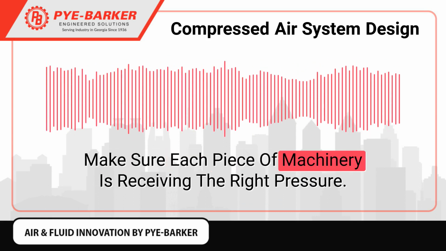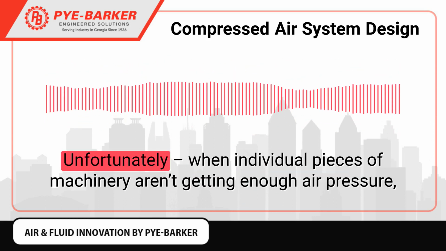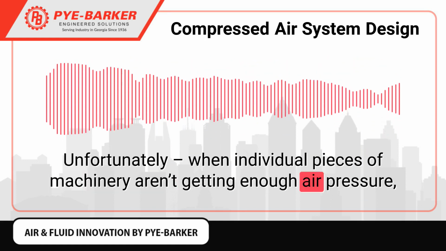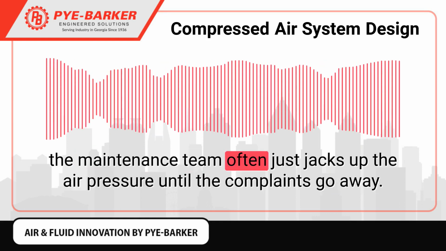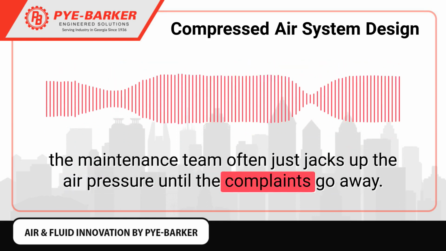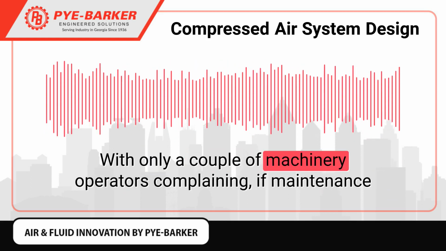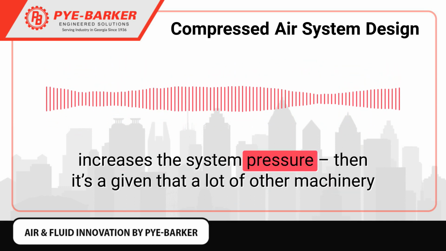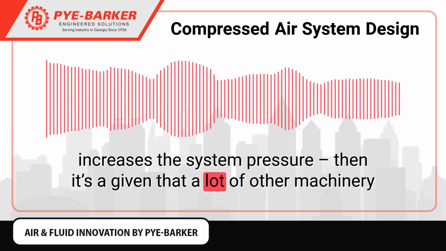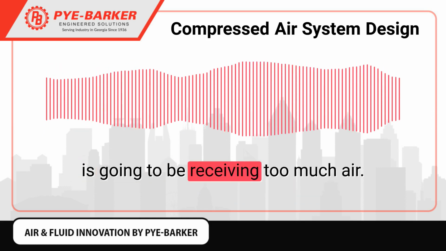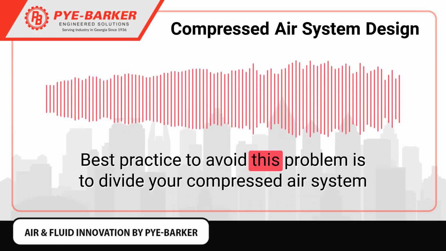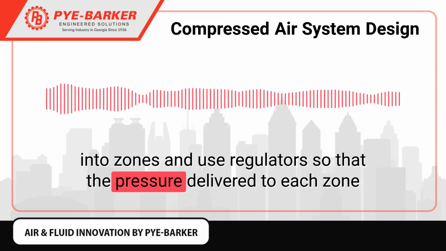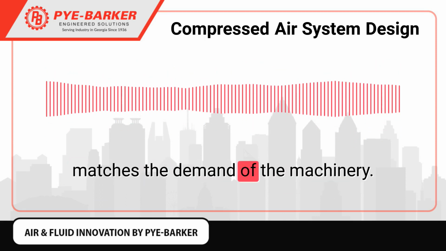Make sure each piece of machinery is receiving the right pressure. Unfortunately, when individual pieces of machinery aren't getting enough air pressure, the maintenance team often just jacks up the air pressure until the complaints go away, with only a couple of machinery operators complaining. If maintenance increases the system pressure, then it's a given that a lot of other machinery is going to be receiving too much air. Best practice to avoid this problem is to divide your compressed air system into zones and use regulators so that the pressure delivered to each zone matches the demand of the machinery.